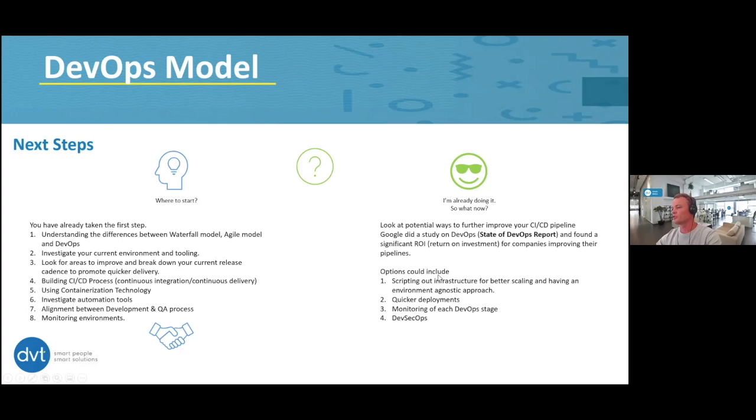And other options might include scripting out your infrastructure. So infrastructure as code, that might be a next step. Looking at ways to improve your deployment strategy, have quicker deployments, monitoring of each phase, making sure everything is in place. And then lastly, looking at DevSecOps.